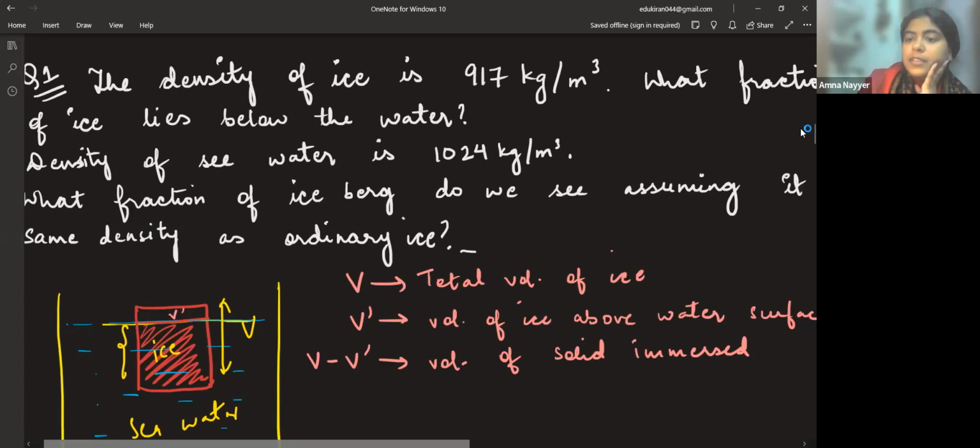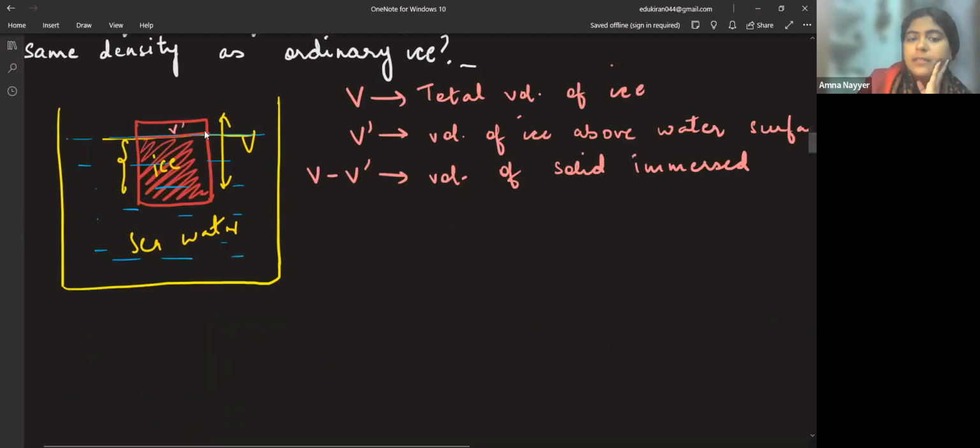Fine. Basically this says that this portion is above water, that is V dash. Volume which is below is this. And total volume is V. So the volume of ice present beneath the water is V minus V dash. Total volume is V, and the above portion which is coming outside is V dash. So how much of ice will be left within?